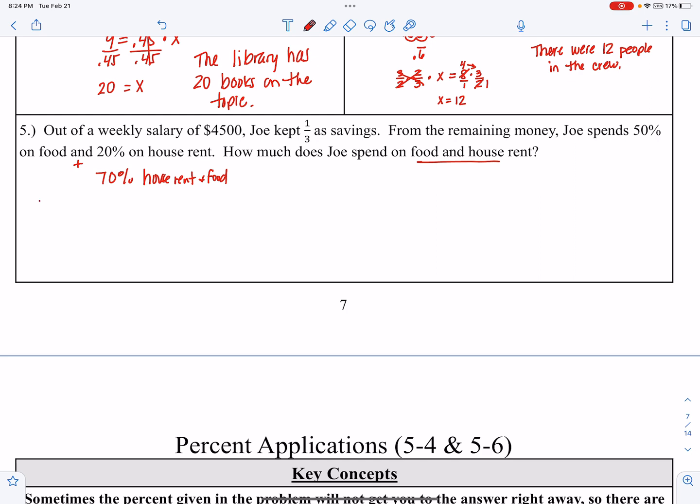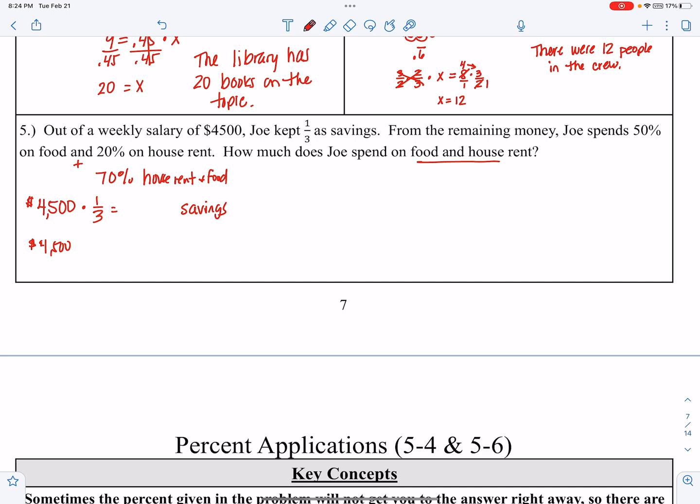We know that one third. Okay, so first of all, he makes $4,500 in a week, and 1/3 of that. Listen to that word of. A third of. Okay, so times 1/3. A third of that. Okay, equals his savings.